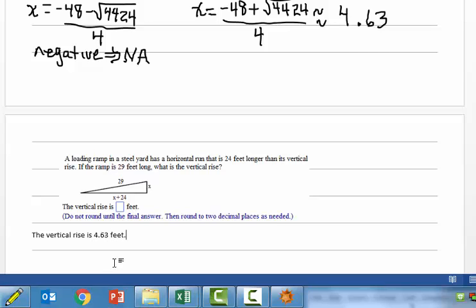And you have to be careful on these, because if you round off too soon, it will throw the answer off. So if you're being told to round to 2 decimal places, you want to do any rounding you have to do to 5, so that you don't change what this final answer is.